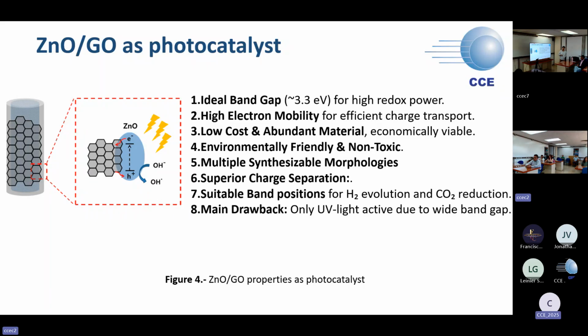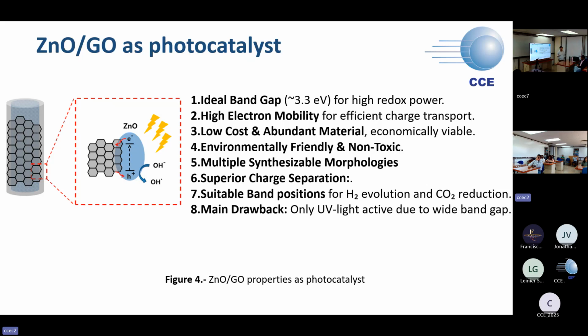So now, why do I use zinc oxide? Zinc oxide is a very well-known material. It presents a band gap around 3.2, and it works with UV light, so we lose a large part of the visible light. It has a very good electron mobility, so it is a very good oxidant, but not a reductant. It is environmentally friendly.